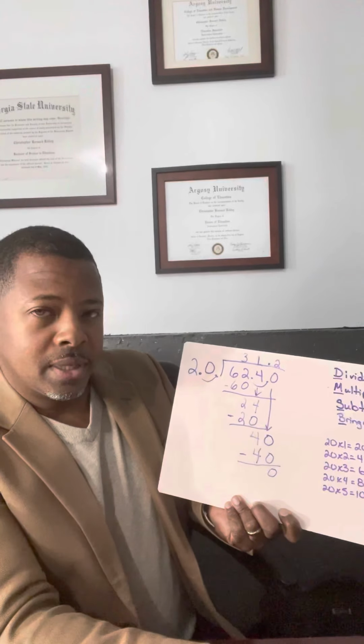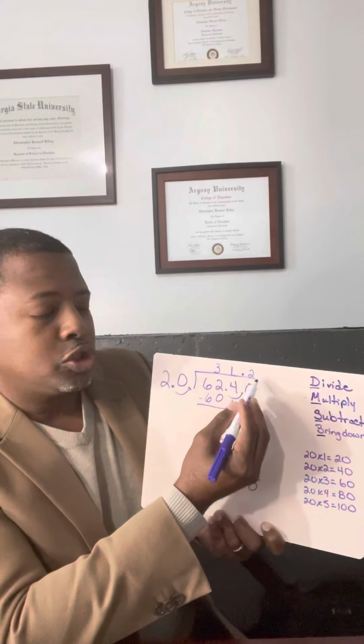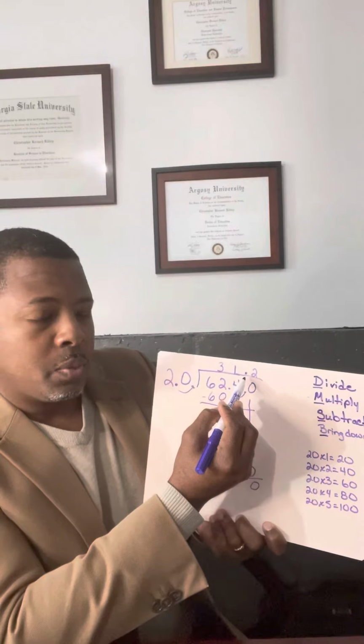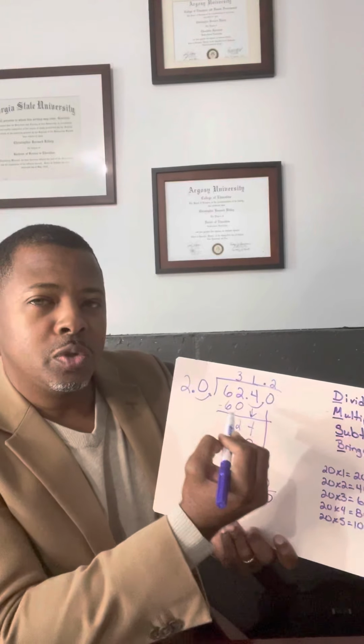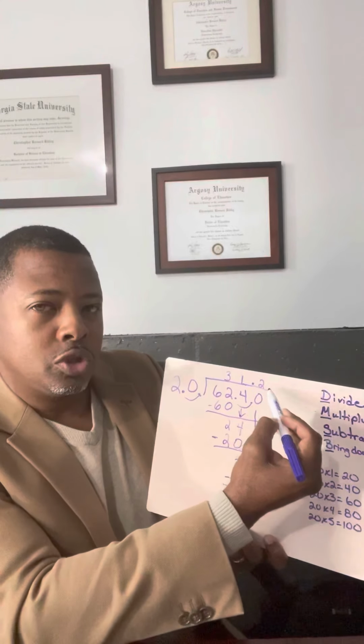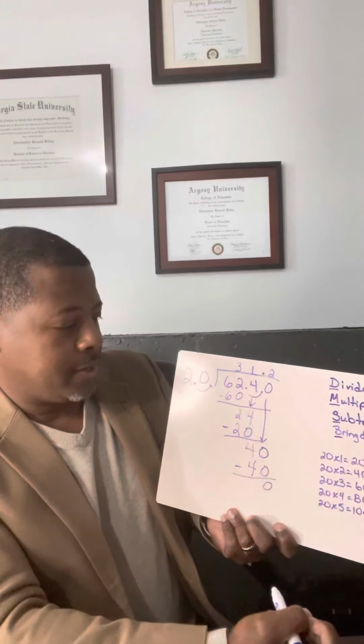So I am done. So my answer is 31 and 2/10. Because I say and because students remember, when you see that decimal, that's when you say and whatever's behind it with your place number, 2/10. So my answer is 31 and 2/10.